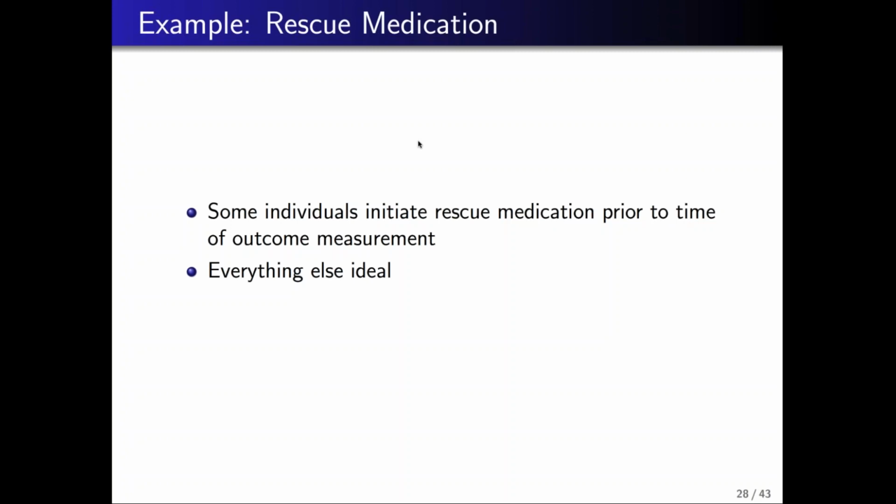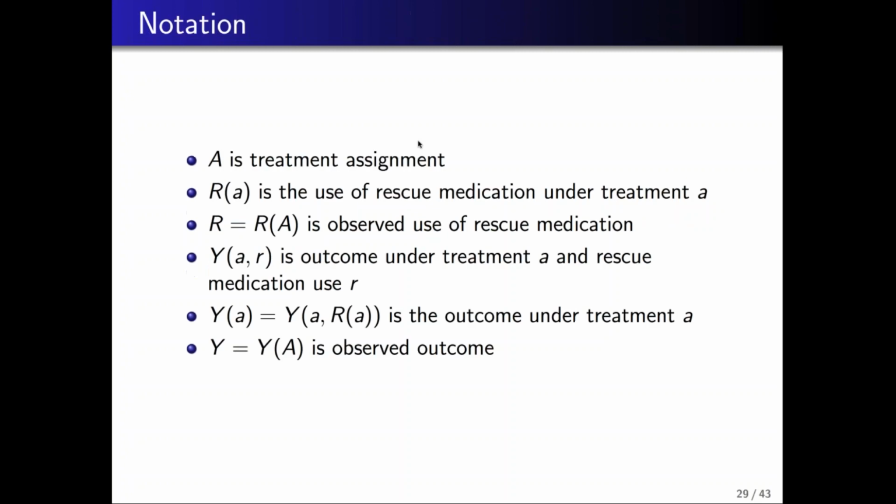Suppose that some individuals initiate rescue medication prior to the time of their outcome assessment. Everything else is the same. Everything else is ideal. There's no loss to follow-up. But some patients initiate rescue medication prior to the time of their outcome measurement. And so I'm going to introduce some notation to deal with this rescue medication example. A will be our treatment assignment, and then I'm going to define a potential outcome that relates to the use of rescue medication. R of little a will be the use of rescue medication under treatment little a.